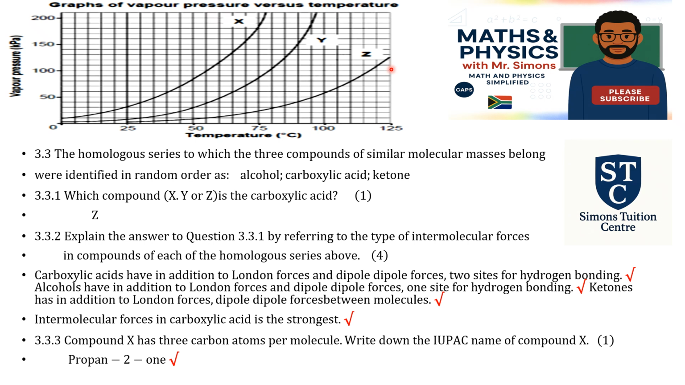And I assume you remember, boiling point and vapor pressure are inversely proportional. The higher the temperature, the lower the vapor pressure. The lower the temperature, the higher the vapor pressure.